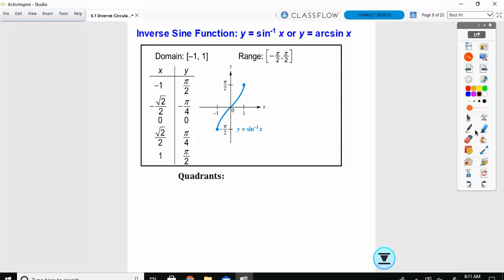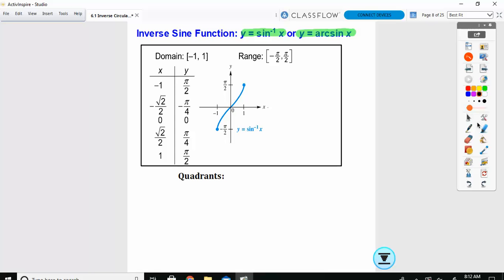So the first one, inverse sine. You might see a couple different things, sine to the -1, or sometimes you'll see arc sine. ACT likes to use arc sine a lot. They mean the same thing, it's just the inverse. So if we think about the normal sine graph, its range is from -1 to +1. So that becomes the domain on the inverse.